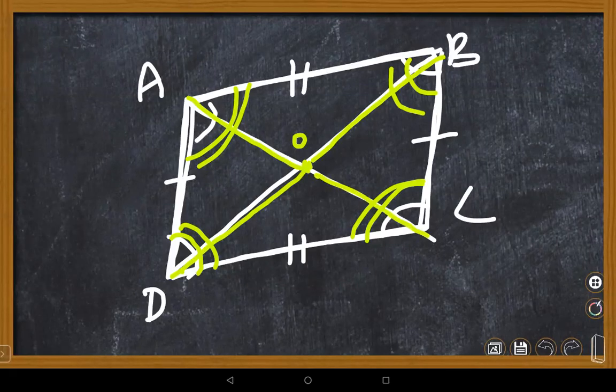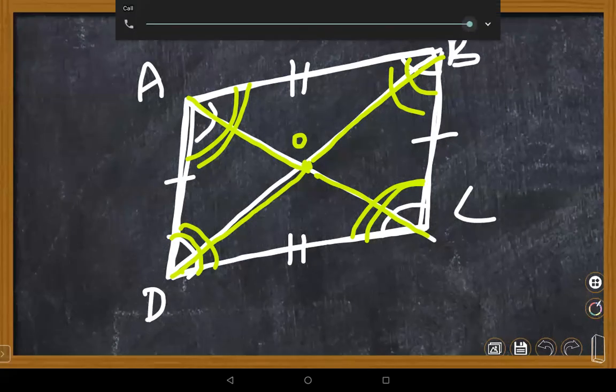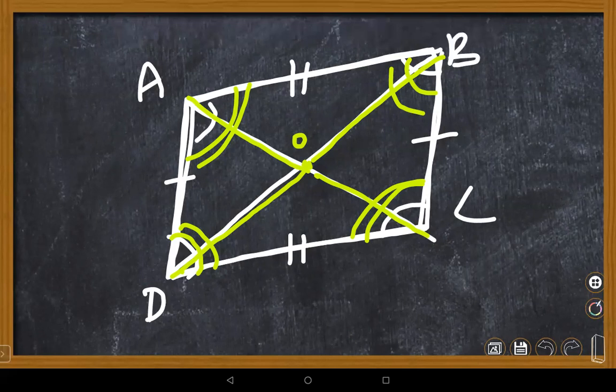Children, Bhavya, can you repeat all four points we discussed right now about a parallelogram? Yes, ma'am. The diagonals bisect each other and the sum of angles is equal to 360. Very good. Opposite angles are equal, and opposite sides are equal. What are adjacent angles? Just now Abhinav said the point. Adjacent angles are supplementary, ma'am. Very good. Adjacent angles are supplementary.